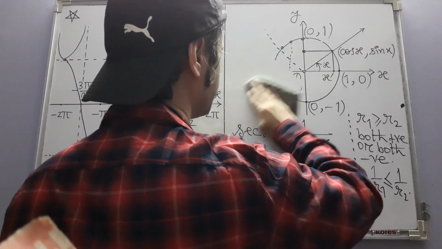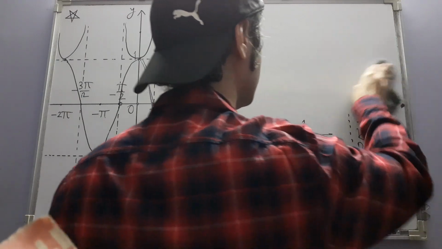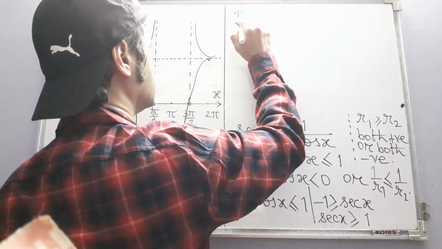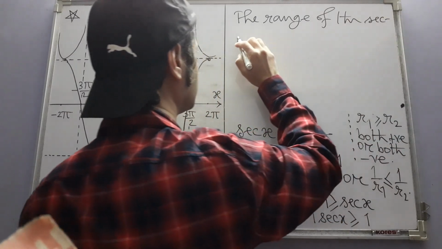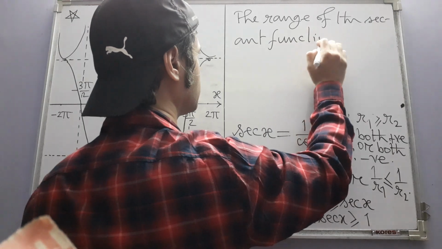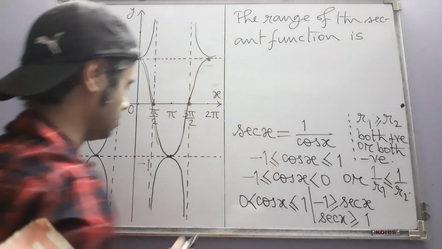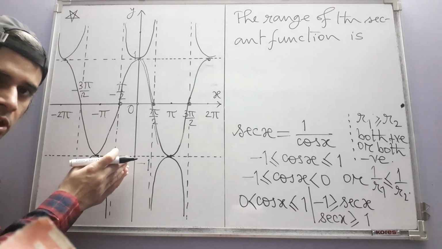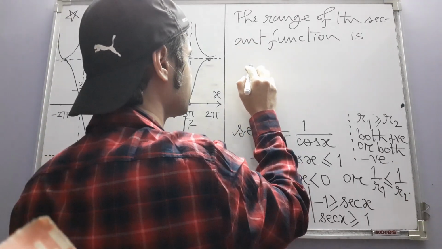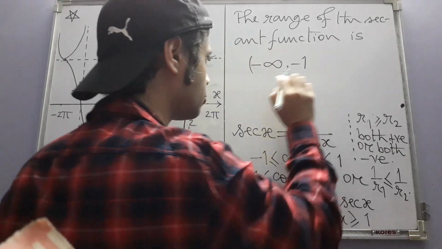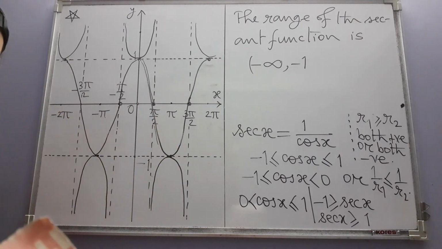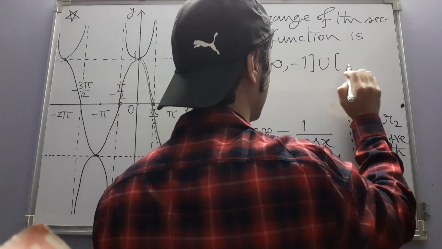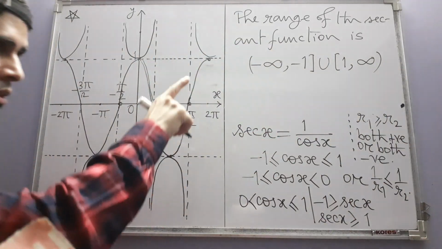I think now I can erase this part. The range of the secant function is minus infinity comma minus 1 union 1 comma infinity. Note that minus 1 is also a value which is taken on by the secant function. In particular, secant pi is minus 1, and that is why closed on the side of minus 1. Similarly, 1 is also a value. For example, secant 0 is 1. So, closed on the side of 1 comma infinity. This is the range of the secant function.